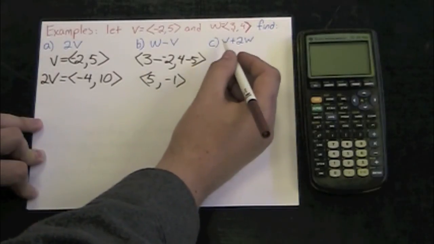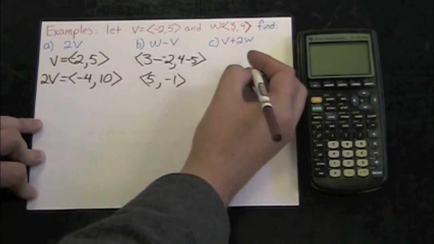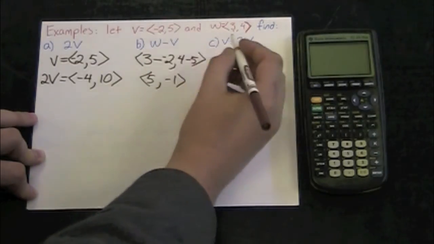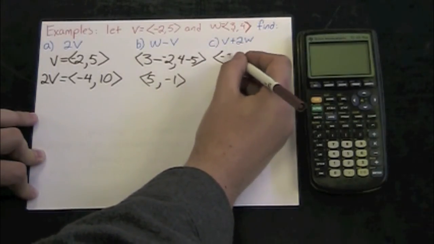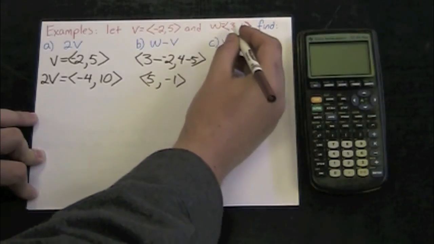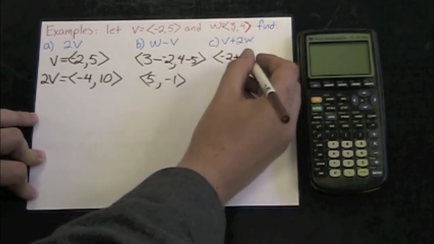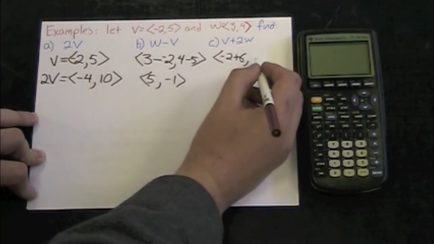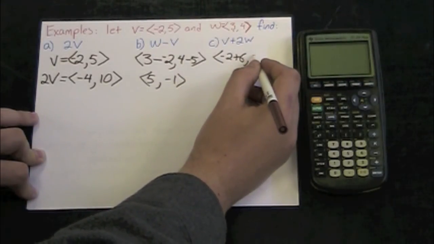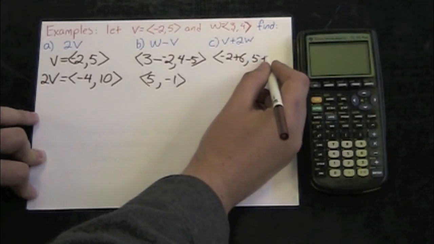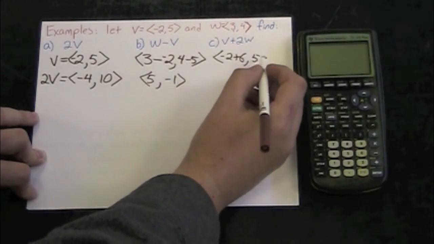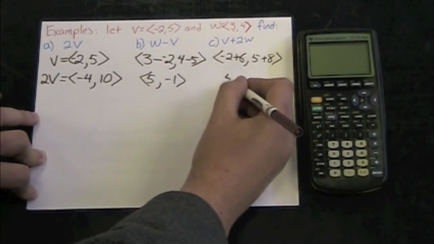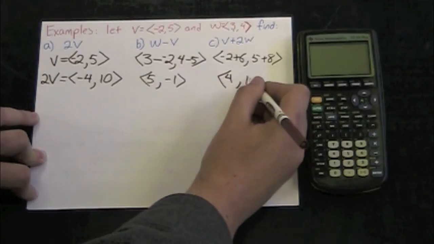If I'm finding the sum, v plus 2 times w, what I'm going to have is negative 2 plus 2 times the x component of w, which is going to be 6, the y component of v, 5, plus 2 times the y component of w, 8. My result will be 4, 13.